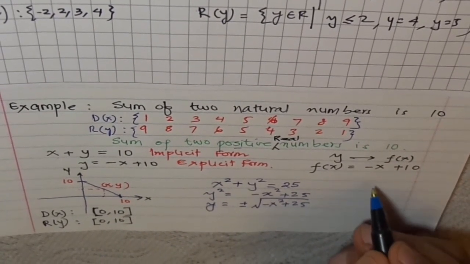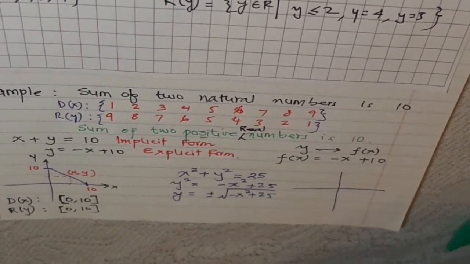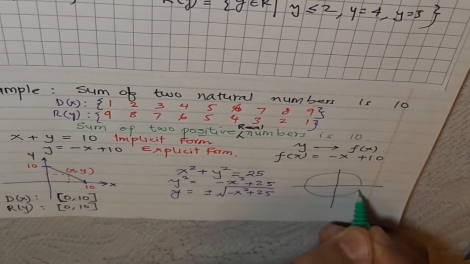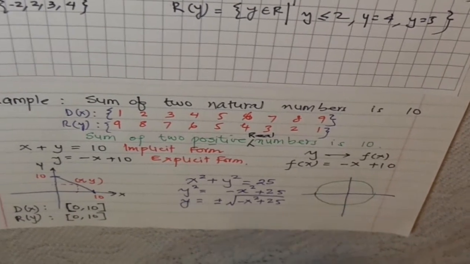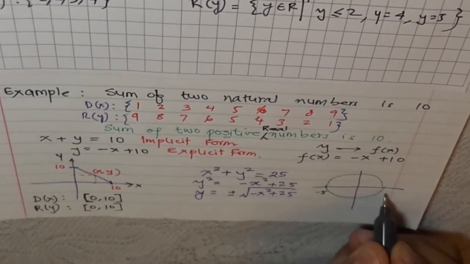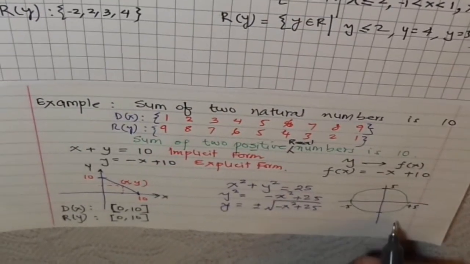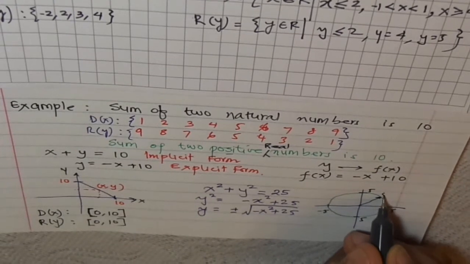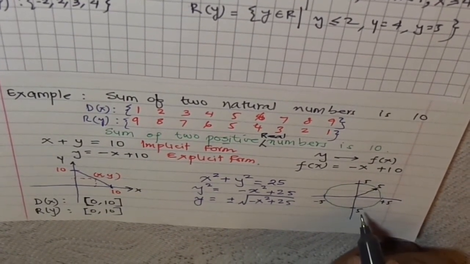Since there are two values, we know it is not a function, right? Anyway, let's try to sketch it. If we sketch it, we get a circle. You know circle is not a function, right? It fails the vertical line test. Here, this point will be minus 5. This will be plus 5. Plus 5, minus 5, because the radius is 5. Is it okay? So, that's our circle. What is the domain and range here?